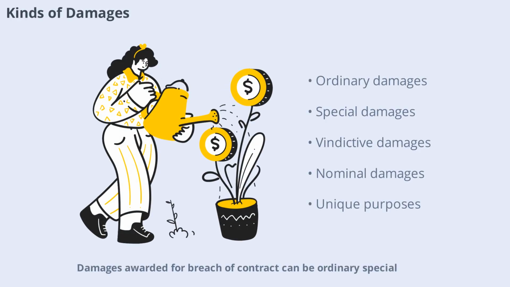Damages awarded for breach of contract can be ordinary, special, vindictive or exemplary, and nominal. Ordinary damages compensate for losses arising naturally from the breach. Special damages address losses from special circumstances known to both parties. Vindictive damages cover mental agony and disappointment, while nominal damages are awarded when no real loss is suffered but a breach is proven. Each type serves a unique purpose in ensuring justice.